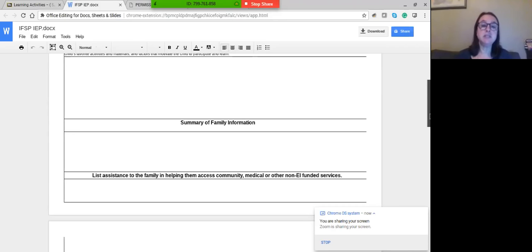This is a list of assistance to the family, helping them with the community, medical, or non-funded services. So that would be the grandmother coming in. It could be a translator, a family friend who translates. So this is just a list.